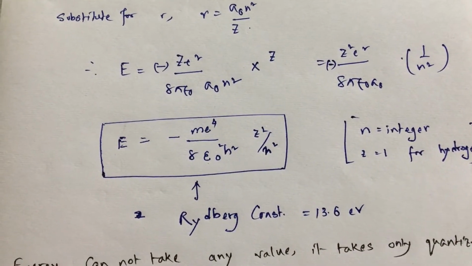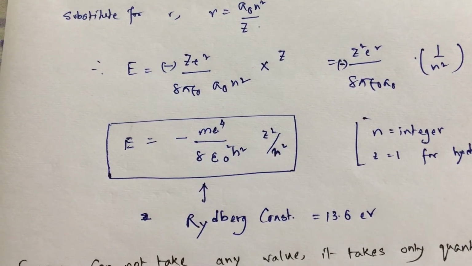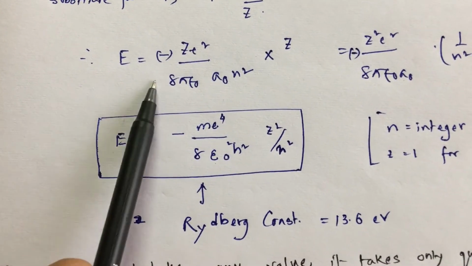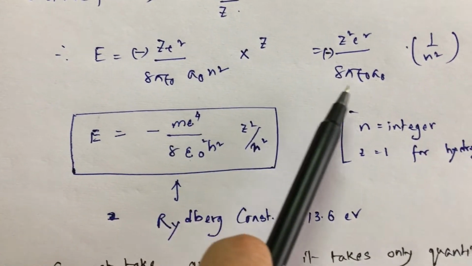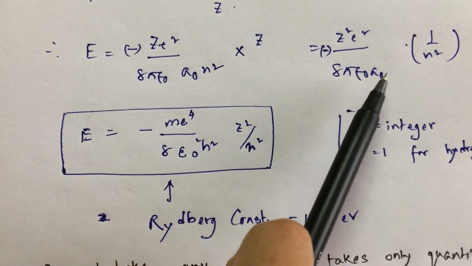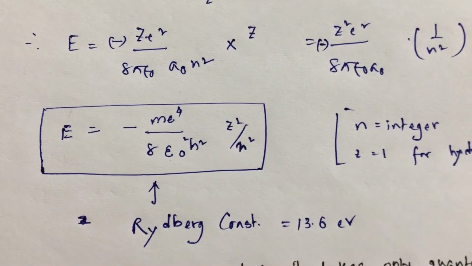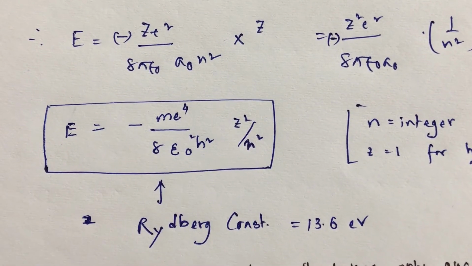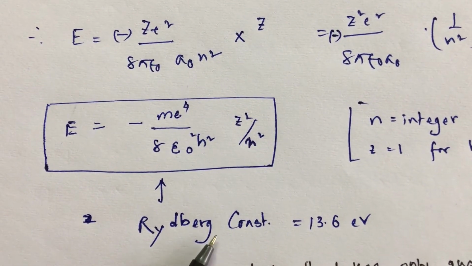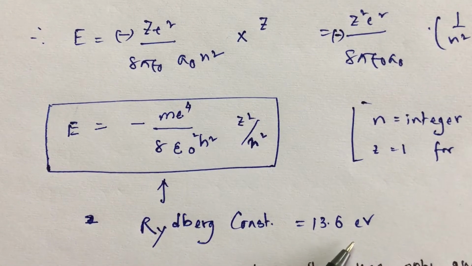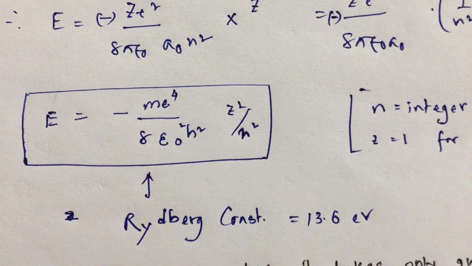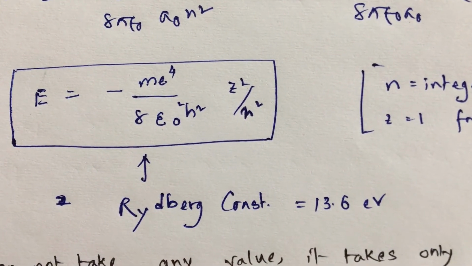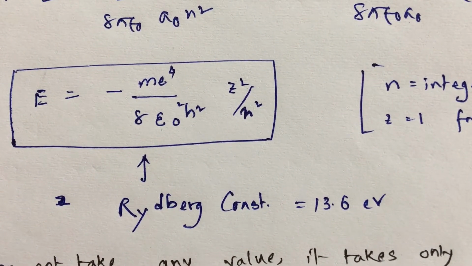If we substitute for r, which I have already found, I get E equal to this one. So if I substitute the value for A0, I get this. This term is a constant, called the Rydberg constant, and it has a value of 13.6 electron volt. Here I can see that the energy of the electron is quantized.